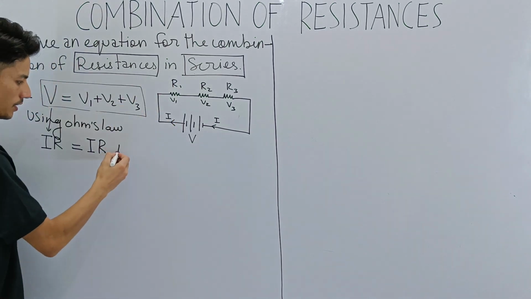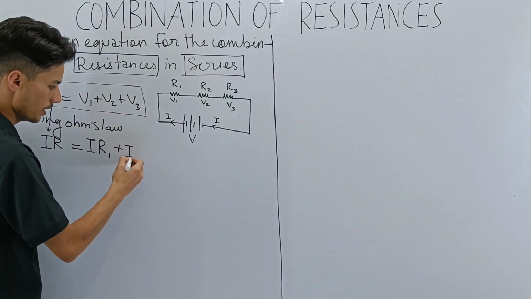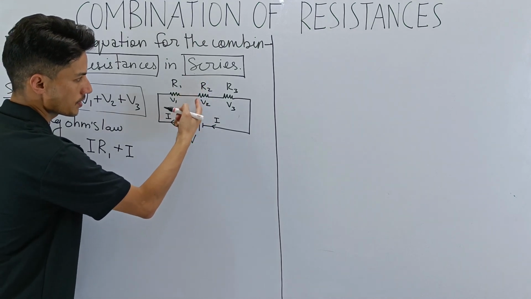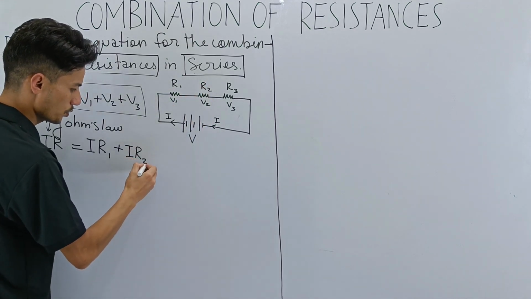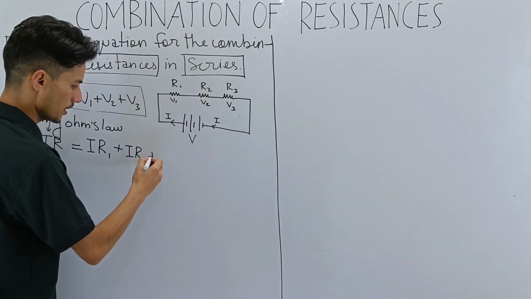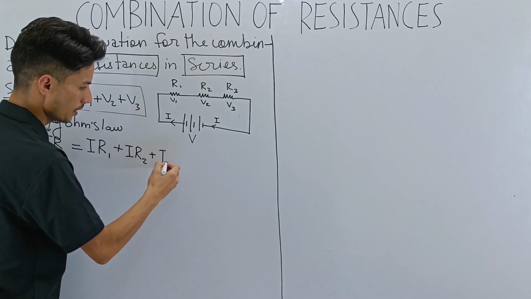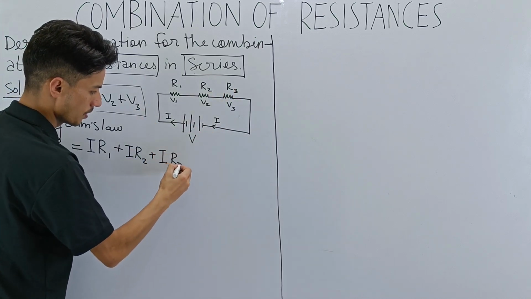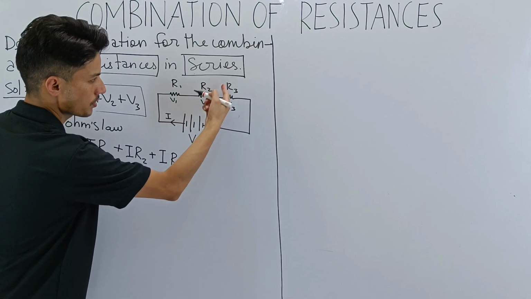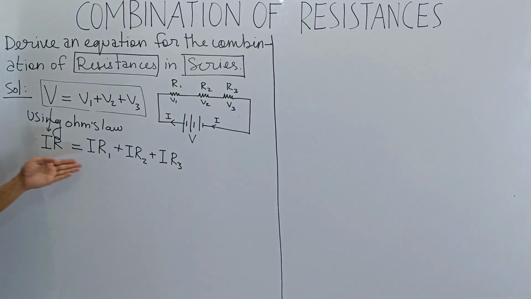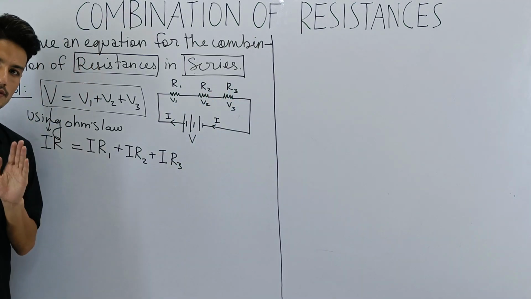Then for V2, it will be capital I R2, because V2 is the potential across R2, na? And for V3, it will be I R3, because V3 is the potential across R3. Any doubt? Any confusion? No, na?